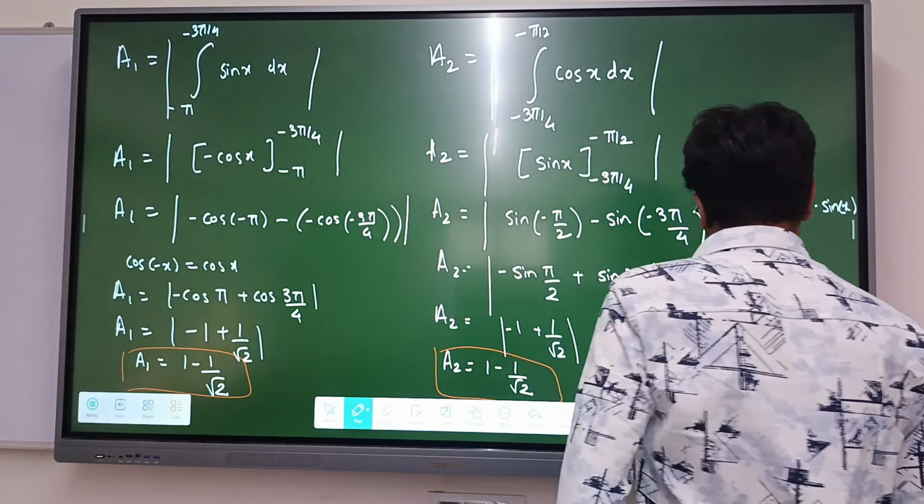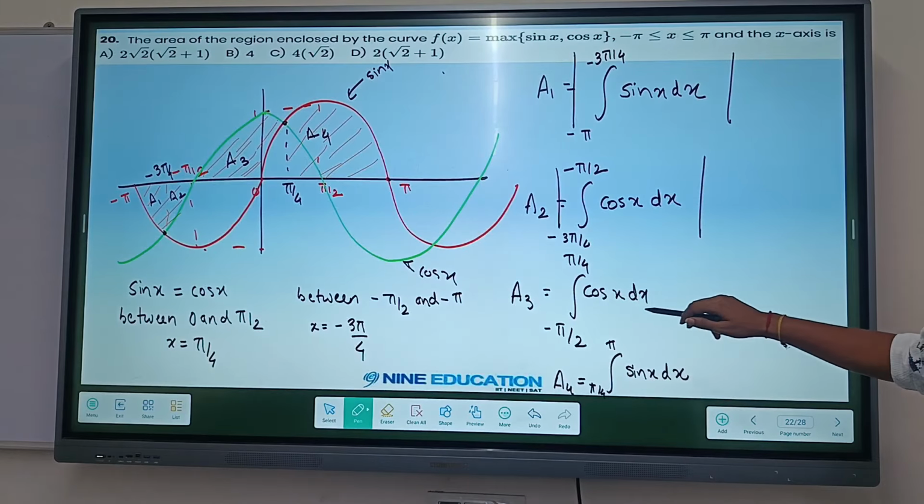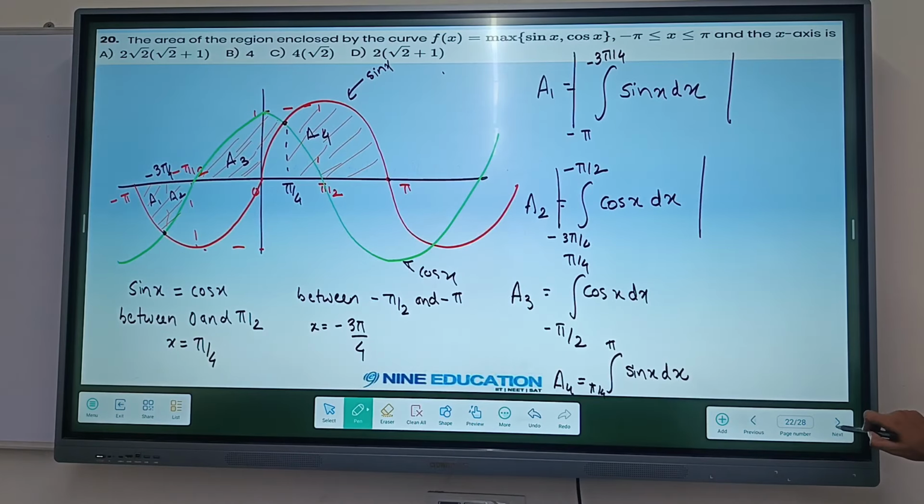Now A3, what was A3? What was A3 here? Cos x from minus pi by 2 to pi by 4.